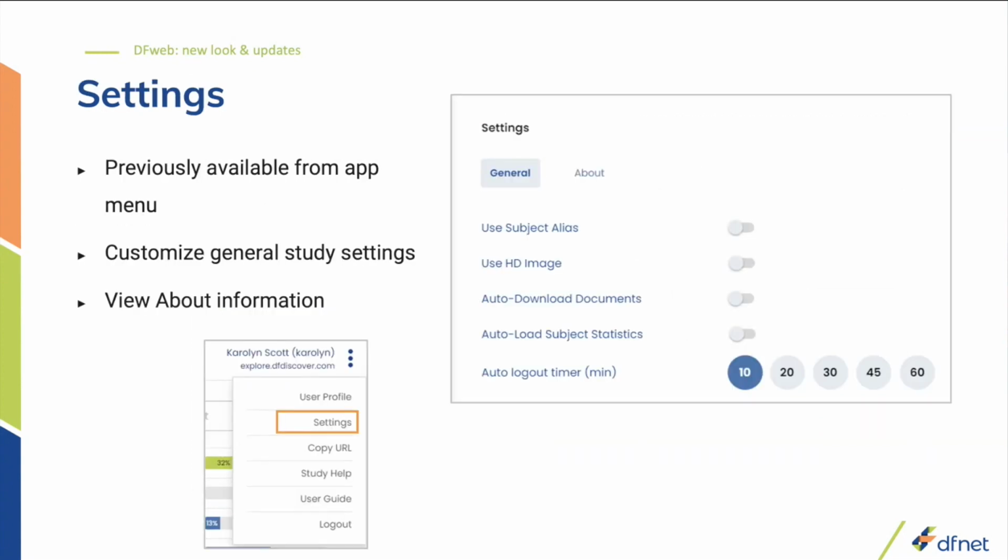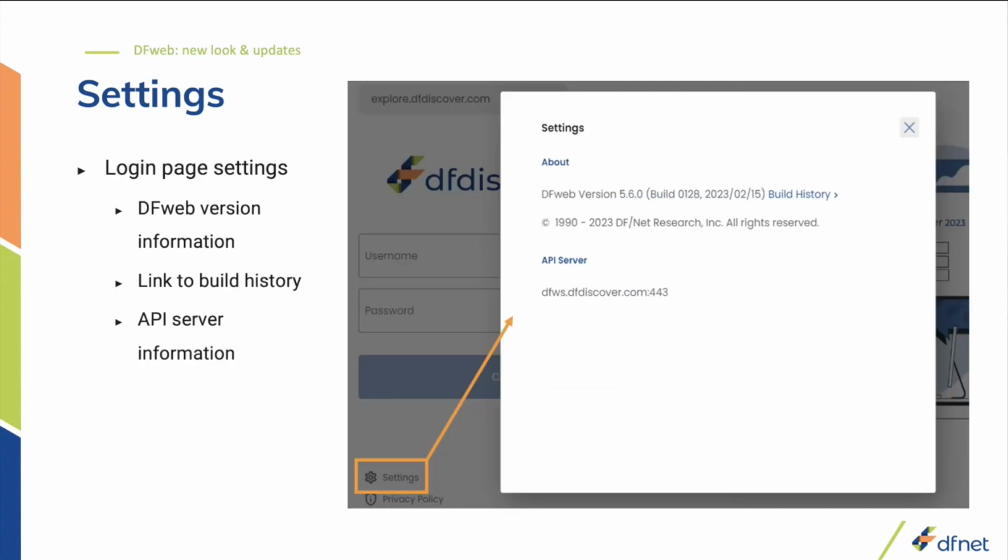The settings previously available from the app menu are now available on the settings page. Users may customize general study settings and view DFweb version and build information on the About tab on this page. DFweb version information, a link to the build history, and the API server information are available on the settings link on the login page.